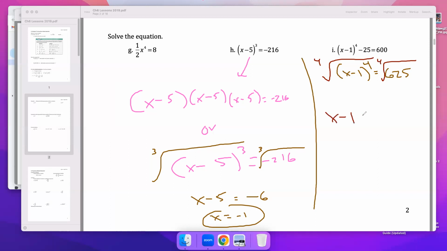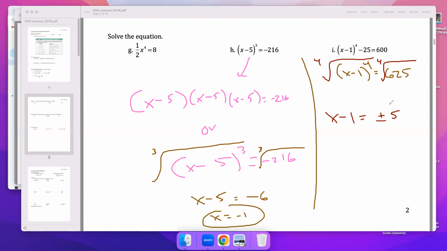Now, what's x minus 1 going to equal on the other side? 5. Plus or minus 5. Yeah, it's got to be plus or minus because you're even rooting. Remember, we said if you're solving for even rooting, you have to put plus or minus. Because if you were to graph this, let me show you. If I were to graph y equals x minus 1 to the 4th power, that's going to look like this. If you go to Desmos and graph y equals 625, it's going to look like this. So you're going to get 2 answers. So that's why we have to put plus or minus for even rooting.